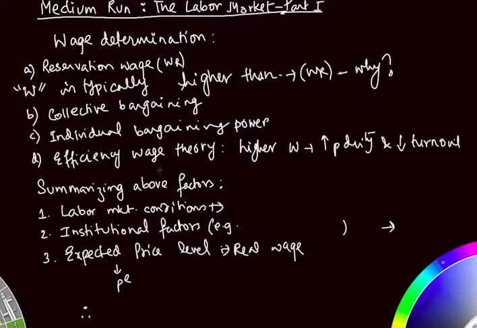For our analysis, we are going to find ways to incorporate these factors in our wage setting theory. Summarizing the above factors, we can say that there are three main determinants of wages. The first one is labor market conditions, which is captured in the unemployment rate. If the unemployment rate is low, then workers have better bargaining power, both collective and individual, and so wages will be higher. So a low unemployment rate means higher nominal wages.